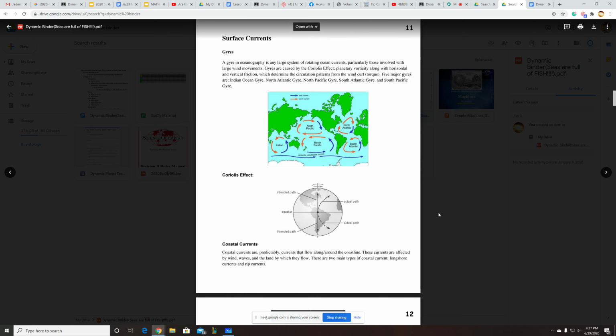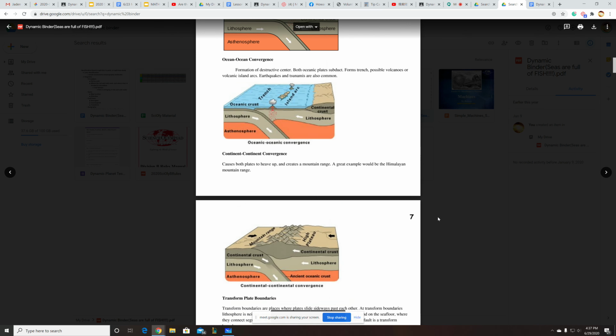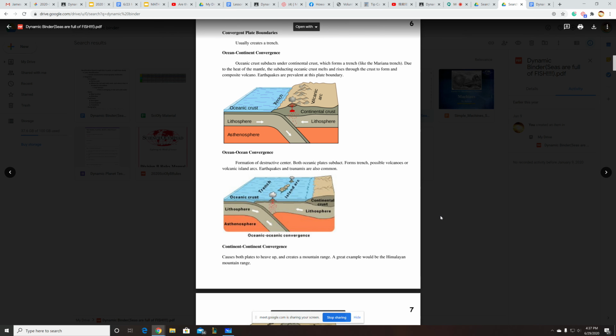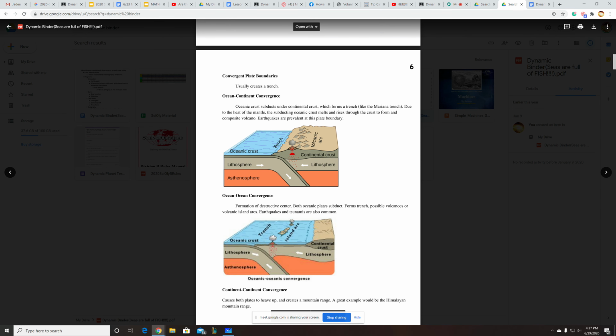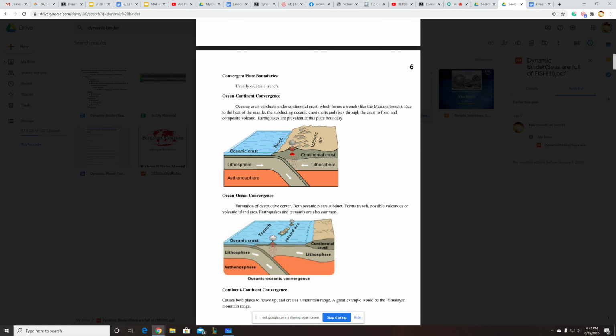I believe fault lines. Everyone should know this by now. If you don't, wait, did you guys learn this in seventh grade science? I'm pretty sure you guys learned this in seventh grade science. Did you guys?